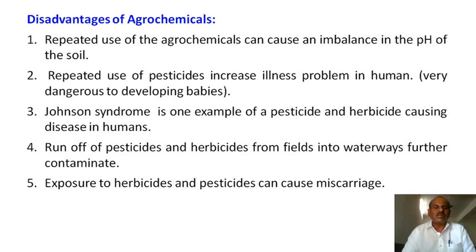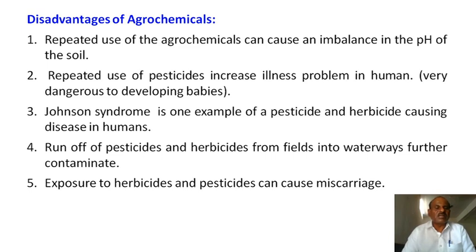Some pesticides also contaminate the soil and water. That adversely affects the quality of the soil and water, and contaminated water circulates as drinking water. That affects human bodies as well as others. Exposure to herbicides and pesticides can cause miscarriage in humans. Generally, harmful effects can be created.